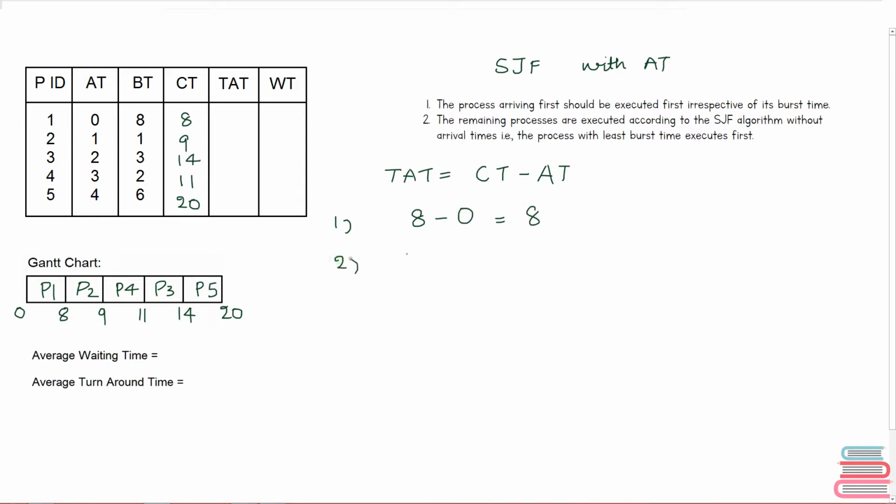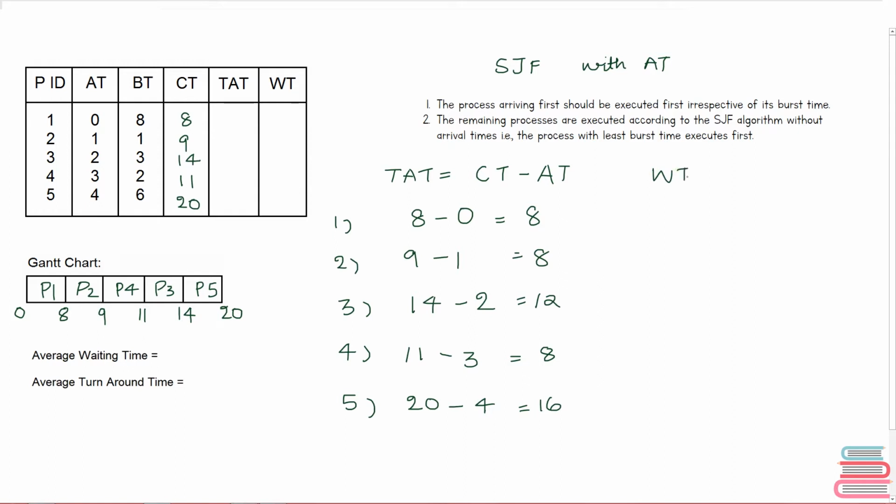For process 2, it is 9 minus 1, which is also 8. For process 3, it is 14 minus 2, which is 12 milliseconds. For process 4, it is 11 minus 3, which is equal to 8 milliseconds. And for process 5, it is 20 minus 4, which is 16 milliseconds. Now let's find out the waiting time, which is equal to turnaround time minus burst time.